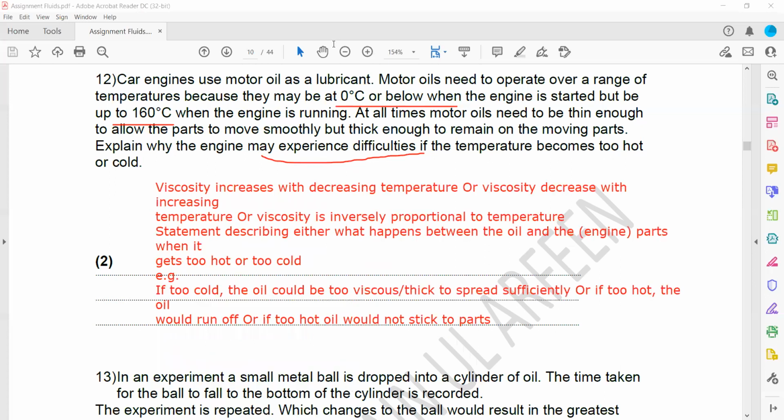Viscosity increases with decrease in temperature, or viscosity decreases with increase in temperature, or viscosity is inversely proportional to temperature. This will give you 1 mark. And then a statement describing what happens between the oil and the engine part when it gets too hot or too cold. Like if too cold, the oil could be too viscous and it will not spread in the parts. If it's too hot, it will run off and it will not remain or stick to the parts.